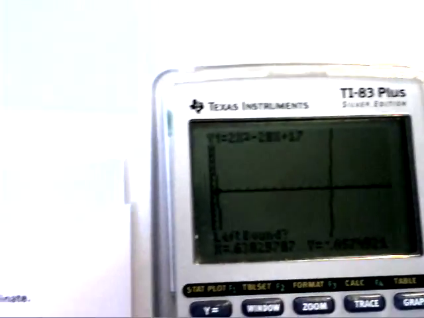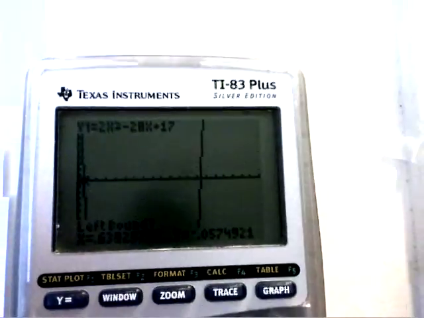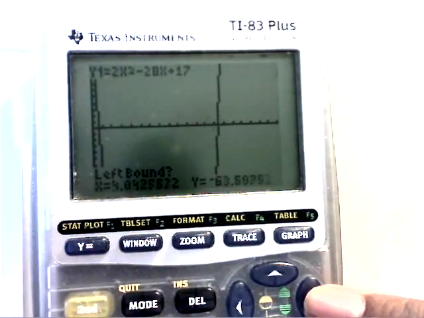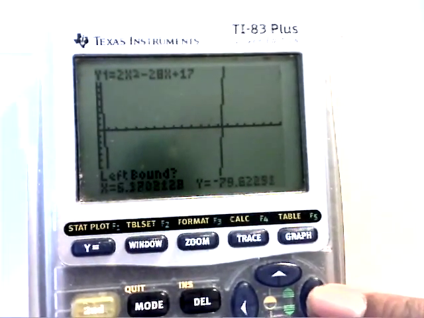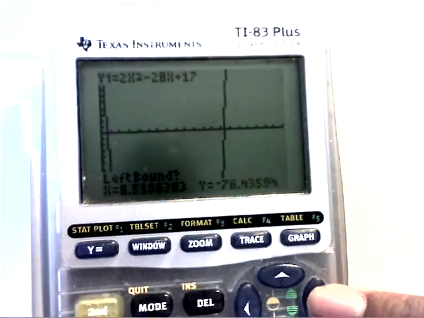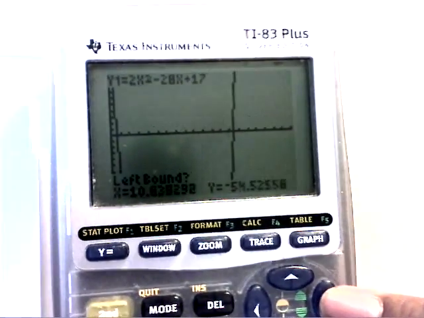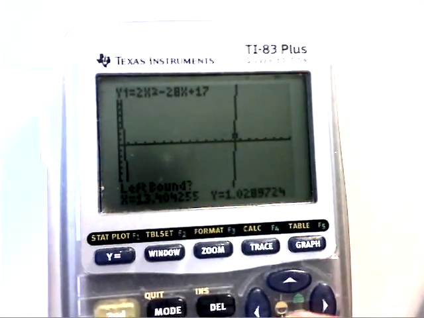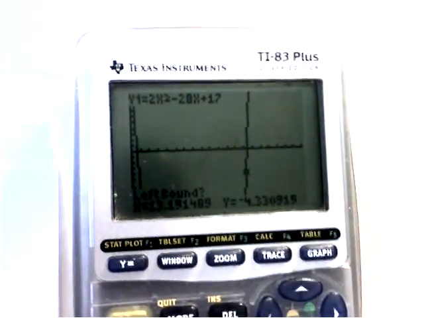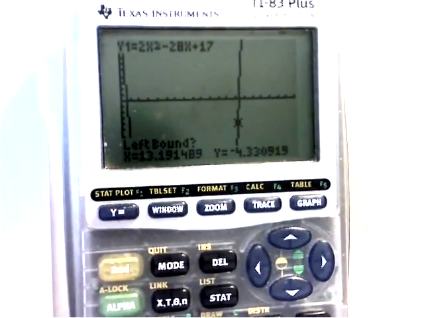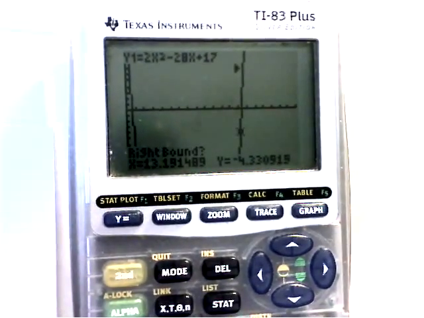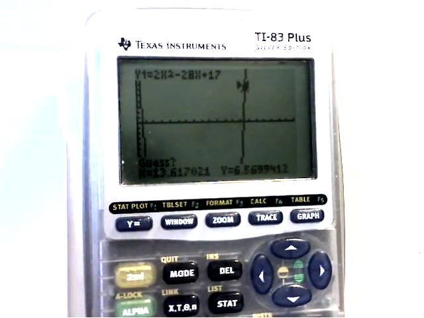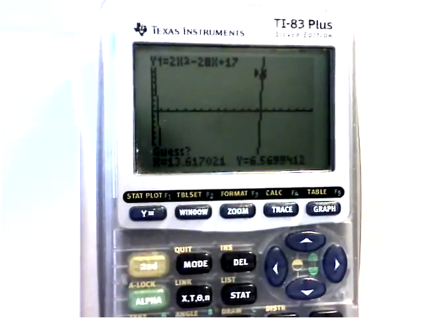And then you're going to use your right arrow key to position the cursor below that second x-intercept. It's got to be below, like what I have here. And then press enter. And then position the cursor above it, and press enter. And then after guess, we just go ahead and press enter.